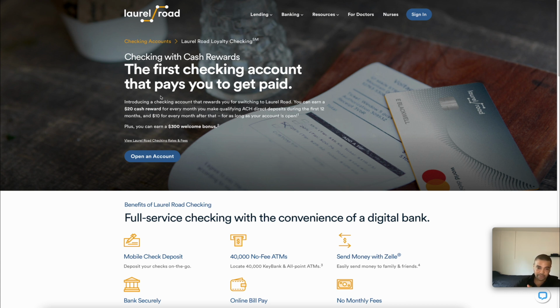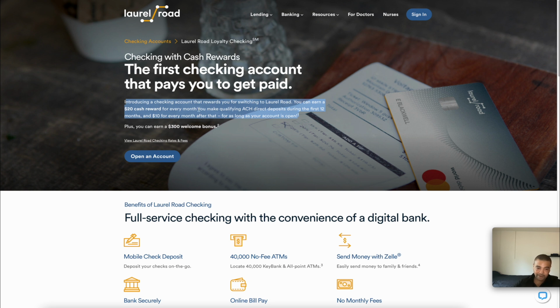So again, we're on the offer page, right? So that's the easy part. And they always make this first part easy because I can tell you here, $300, but we're picking this one because there's a little bit extra to it. And that's this section right here. It's saying, hey, look, you could get an additional $20 cash reward every month for making qualifying ACH direct deposits during the first 12 months.